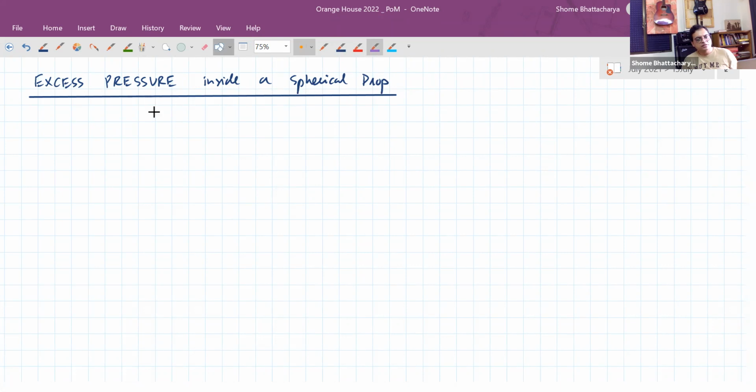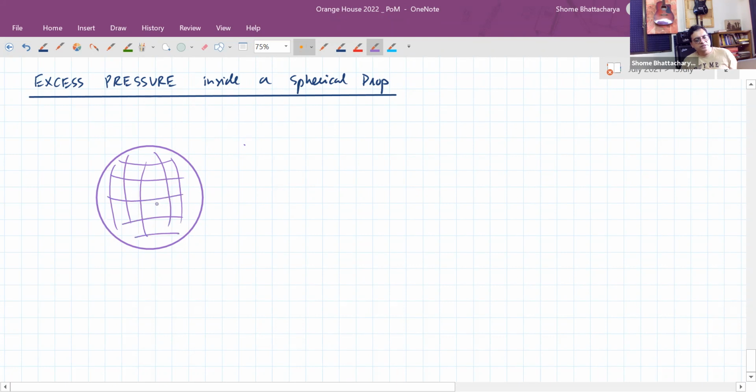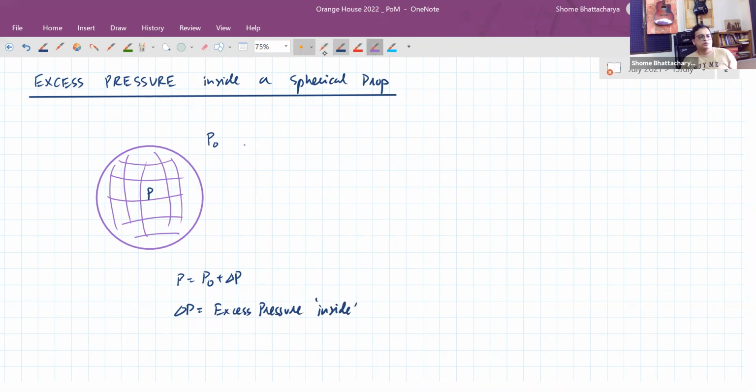So once again, if we imagine a solid sphere shaped drop of liquid of radius r. So again, what you'll realize is that the surface is like a slightly stretched out kind of elastic membrane, because the pressure of the liquid inside is more than the atmospheric pressure or the environmental pressure outside. So this P is equal to P naught plus delta P. So this delta P is the excess pressure inside that spherical drop.